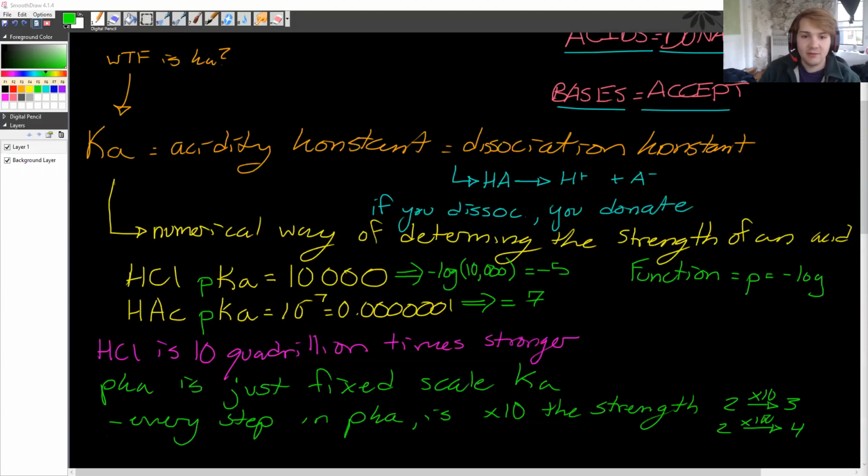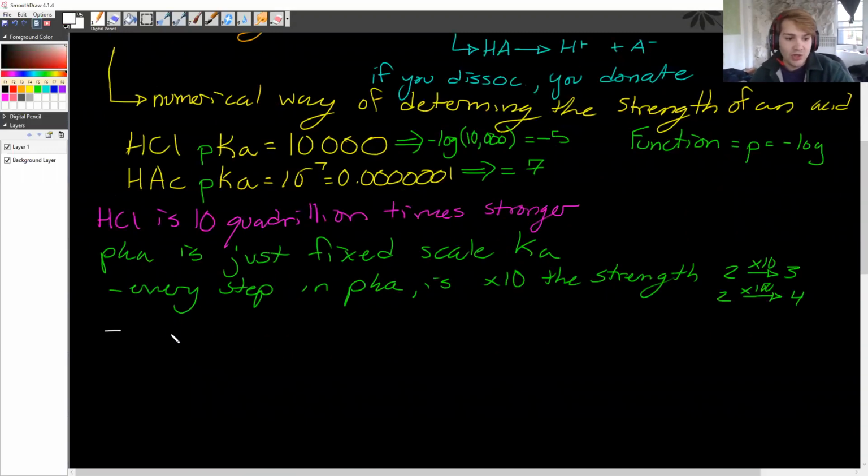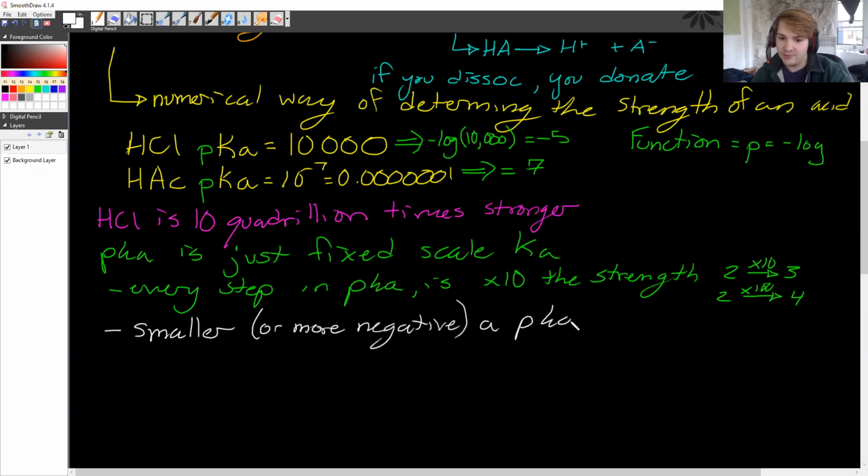This is probably the thing that people get most confused about in organic chemistry, especially for the first exam, because they don't really get what pKa is, and this is all it is. All right? So all you have to know about pKa is it's just a way of measuring the strength of an acid. A big important note to know is that the smaller, or more negative, a pKa, the stronger the acid.